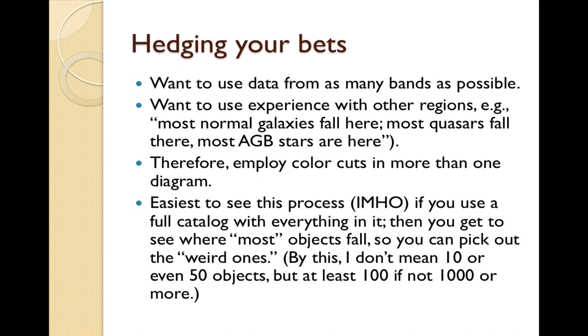You want to use experience with other regions. In other words, most normal galaxies fall here, AGB stars fall there, and so you want to try to use color cuts in more than one diagram to weed out the chaff, to find the wheat that you're looking for. I find it easier if you use a gigantic catalog, because then you can see where their clumps are in the diagram. I don't mean 10 or 50 objects. I mean 100, 1,000, 10,000 objects.